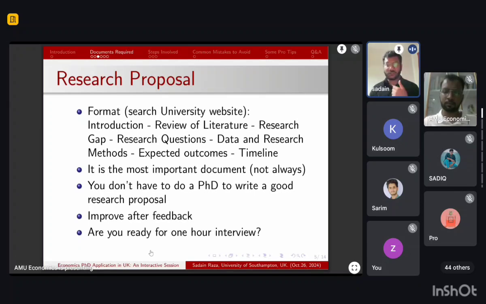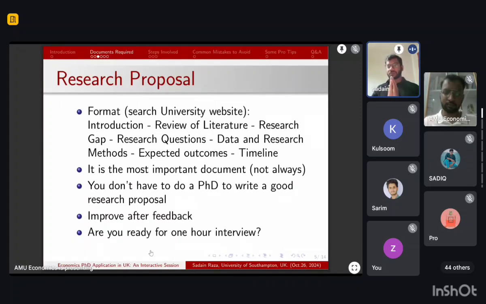But is it so that you should write a loose one from your end? No, from your end you should give your best in the research proposal. This is the most important thing. And you don't have to do a PhD to write a good research proposal. This is another trap that I know: people who are working on their research proposal for the last 6 months and they're saying I'm improving, I'm improving. No, you should not do that.